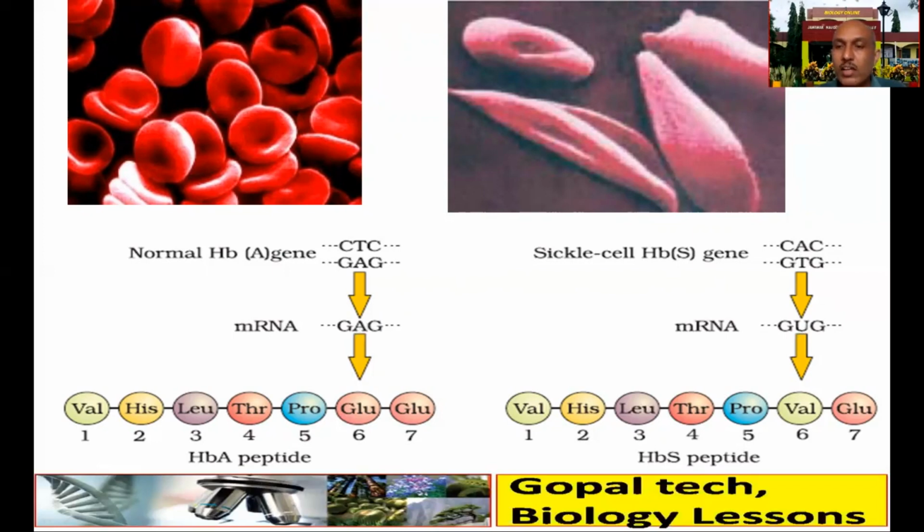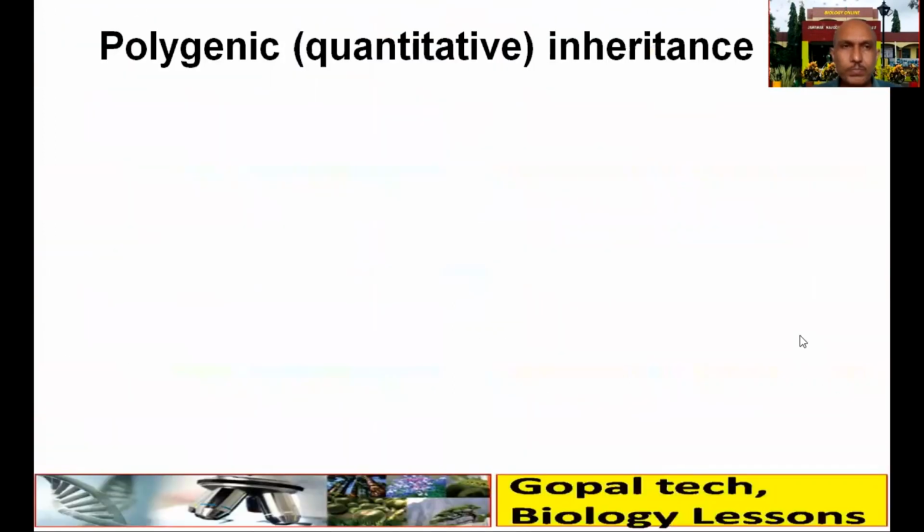If U is replaced, look at the 6th position: the remaining amino acids are the same, but if you look at the 6th, there valine has come in place of glutamic acid. So the polypeptide chain changes. Then the structure of hemoglobin will get modified and the RBC cell shape will change. This is called sickle cell, a sickle shape will appear. Okay, so this is the HBS peptide and this is the HBA peptide. Remember the 6th position. Why did this valine come? Because A was replaced by U, that's all.